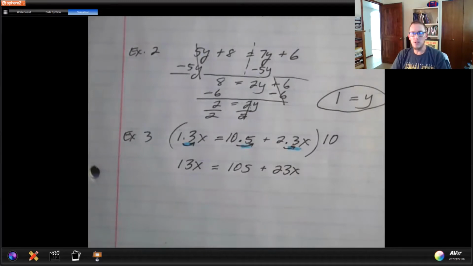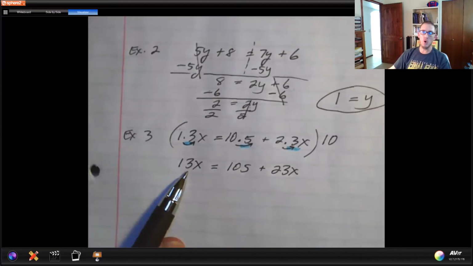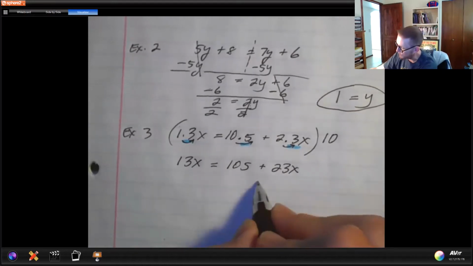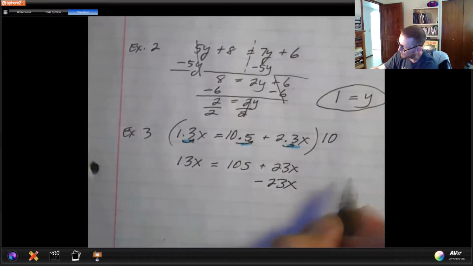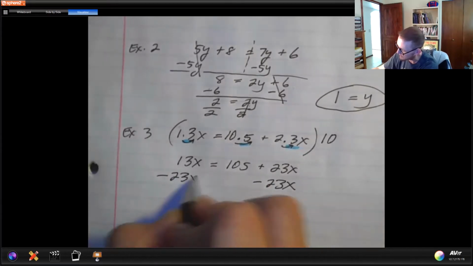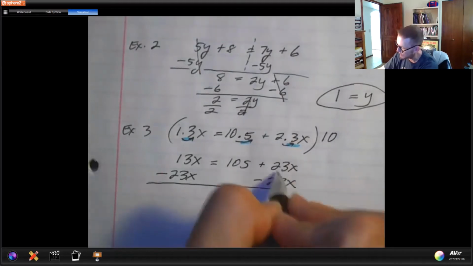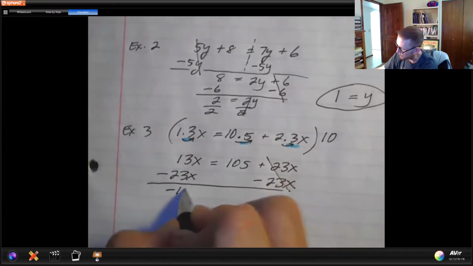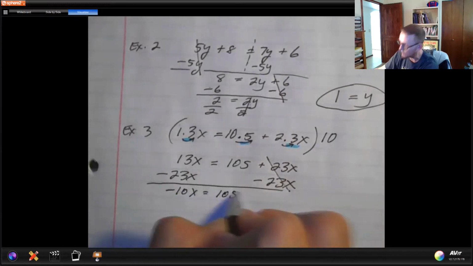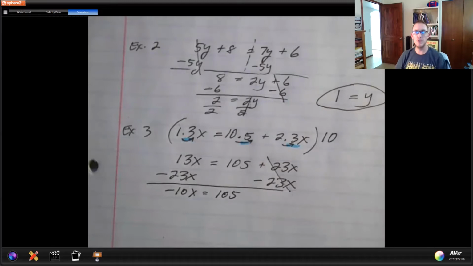Now we need to move the x's to one side. And I have said typically to move the smaller one, which is fine. But the x over here on the left is almost alone. So this is going to be a rare occasion where I actually want to move the bigger one, because I want to move it to the side that only has the x. And you'll see what happens on the next step. When the 23x's cancel out, I'm left with negative 10x equals 105. If I had moved the 13, I would not have something on both sides of the equals.